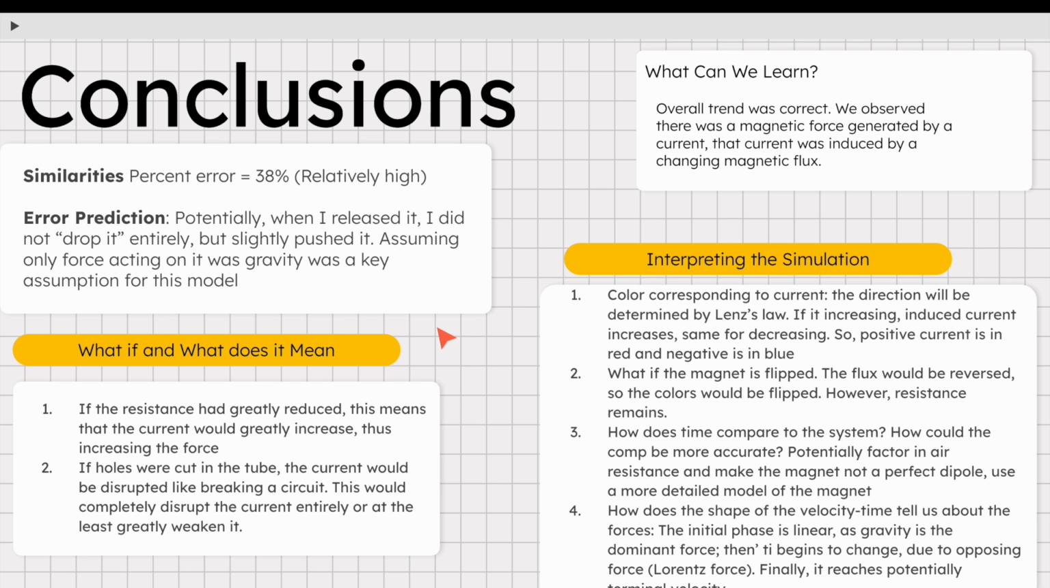And how does the shape of the velocity-time graph tell us more about the forces? The key aspect here is that it's going to reach a potential terminal velocity. So if the tube is long enough, it's going to eventually hit this terminal velocity, but there's going to be no net force acting on it. What if and what does it mean questions? If the resistance was greatly reduced, that means that the current would increase, thus the force would directly increase as well. And if holes were cut in the tube, then this is kind of like breaking a circuit, so it would greatly disrupt the entire current that was going through it, and therefore generally weaken the amount of force that the magnet would be able to resist that fall.